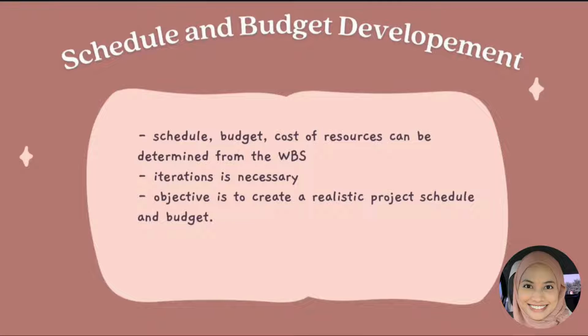And budget development. How do you determine a project schedule and budget? It is from the WBS, which is the work breakdown structure. So the schedule and budget can be determined from the task and time estimated for the task. As for the budget, plus the cost of resources. So after we get the schedule and budget, we still need to do iterations because these two might be implicitly defined. Thus, our objective is to create a realistic project schedule and budget.